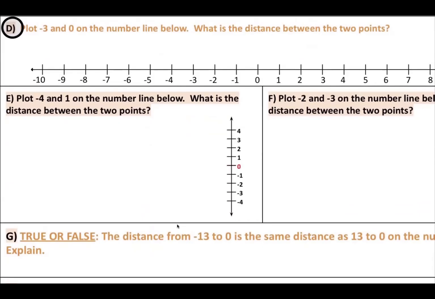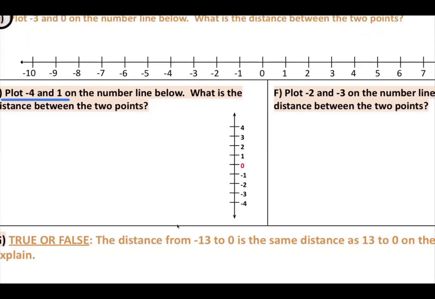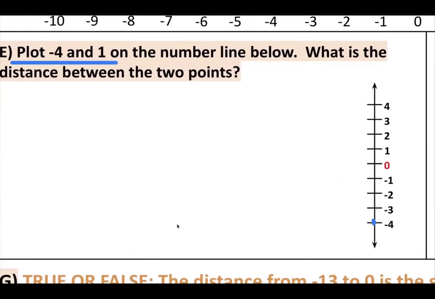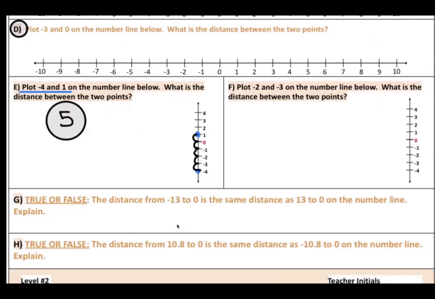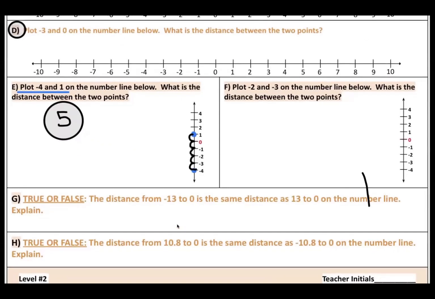Problem E is a vertical number line. So why don't you try this one on your own, plotting -4 and 1, determining the distance, then come back to the video. I'm going to zoom in a little bit. If I plot -4, negatives are below 0 on a vertical number line. Positives are above 0. And then I'll count the distance between them, just like we did on our horizontal number line. 1, 2, 3, 4, 5. Go ahead and complete the rest of this page. Then, if your teacher wants you to, get their initials to check your work.